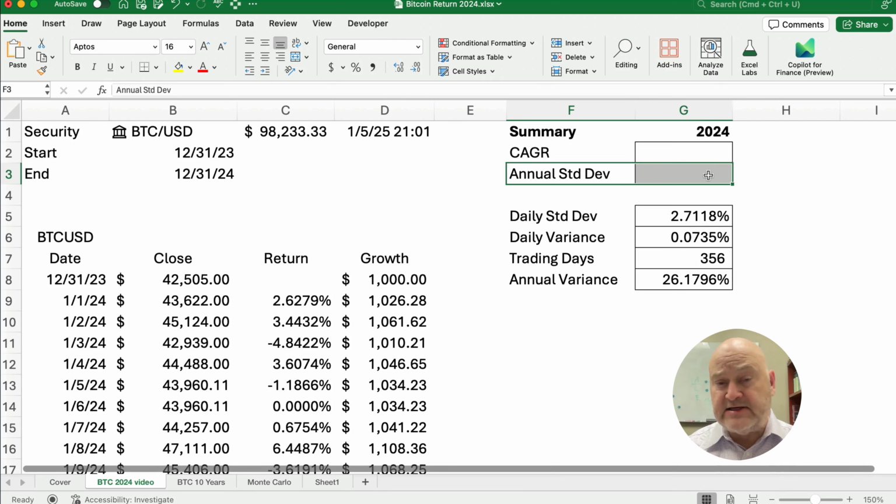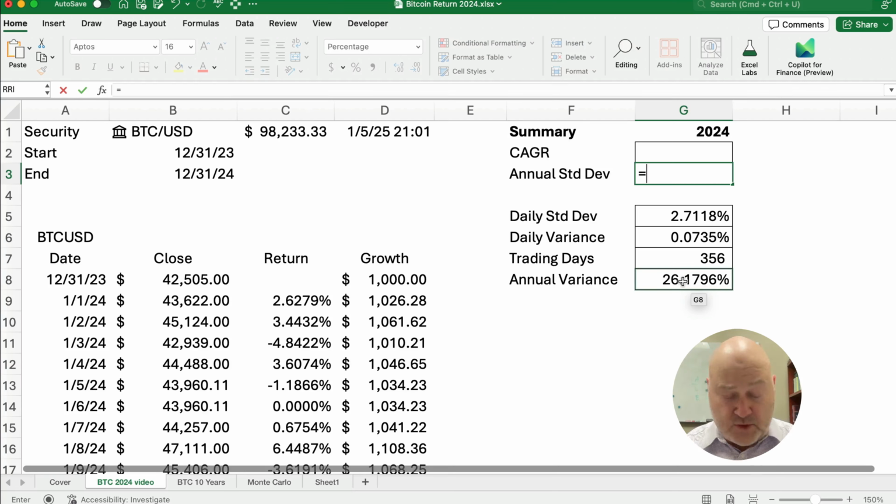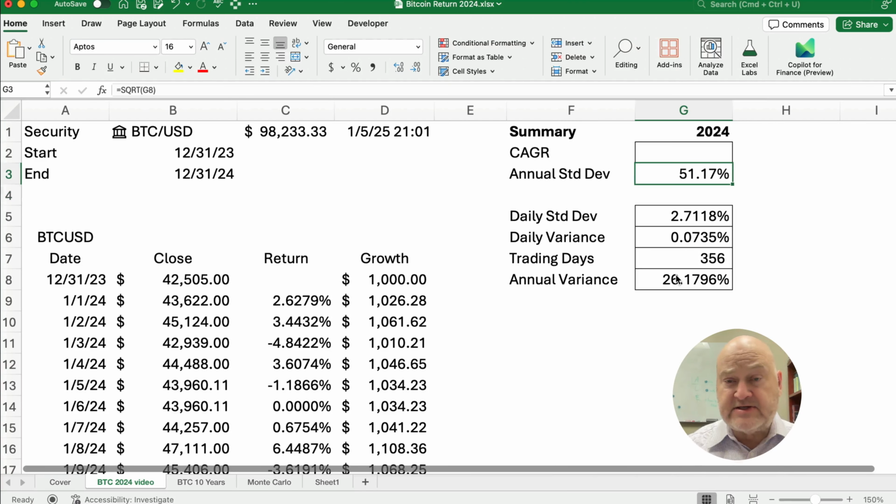So standard deviation is our measure of risk, how volatile our returns are. And so what we're going to do is we're going to take the square root of the variance, and that gives us standard deviation. So our standard deviation is about 51%.